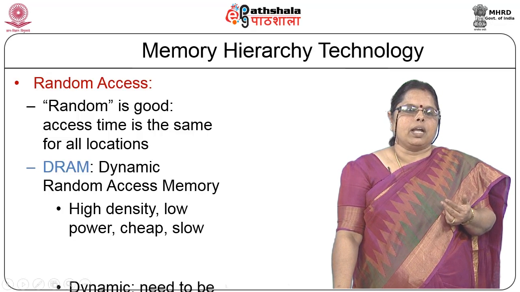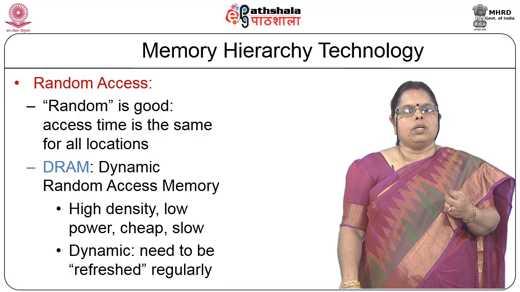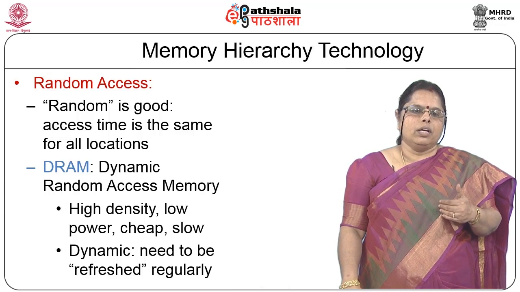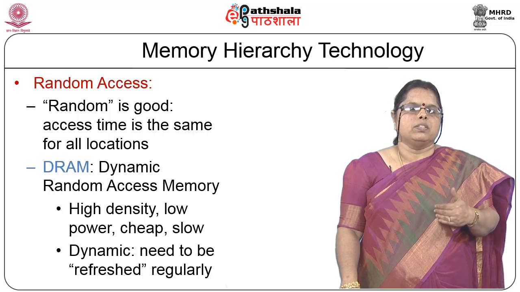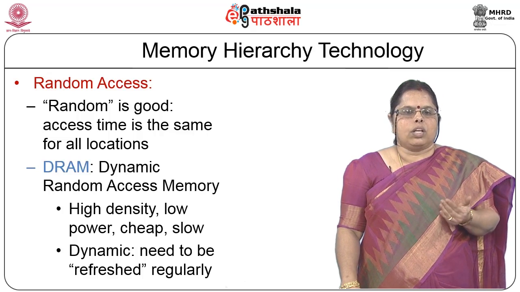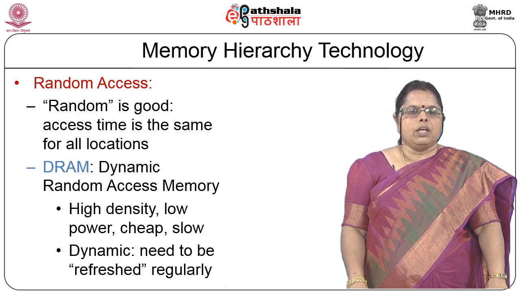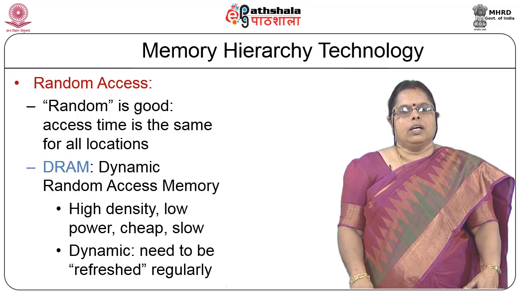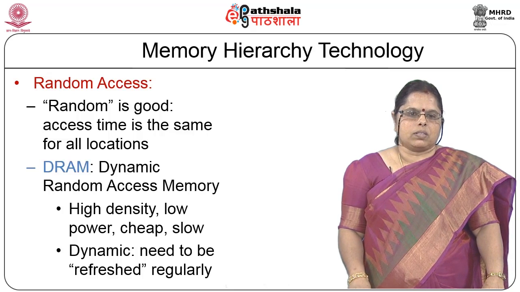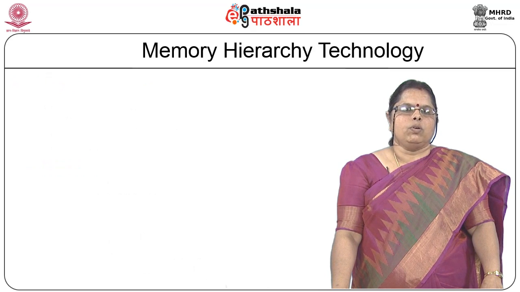In the case of dynamic random access memory, it is called dynamic because it has to be refreshed regularly. The content that it stores gets destroyed, the charge dissipates. So, you will have to keep writing into it again and again. So, it will have to be refreshed regularly. That is why it is called dynamic random access memory. The characteristics of dynamic random access memory are that its densities are very high, the power consumption is very low, it is relatively cheap compared to static random access memories, but it is also slow. So, these are some of the characteristics of your DRAM.